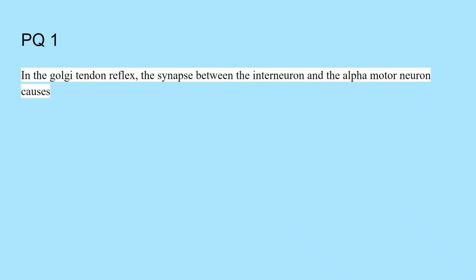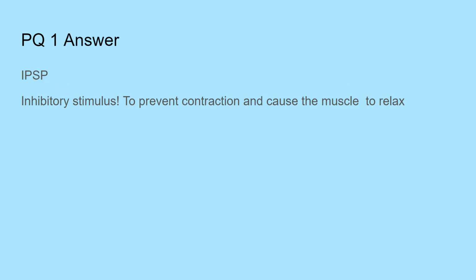Does anyone know? Doesn't it cause an inhibition of the alpha motor neuron so that the muscle relaxes? Yeah. So, also known as an IPSP, it's an inhibitory stimulus to prevent contraction and cause the muscle to relax.